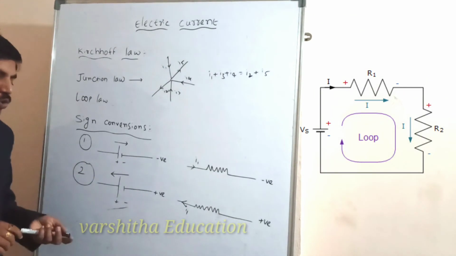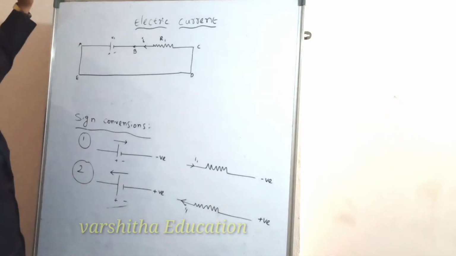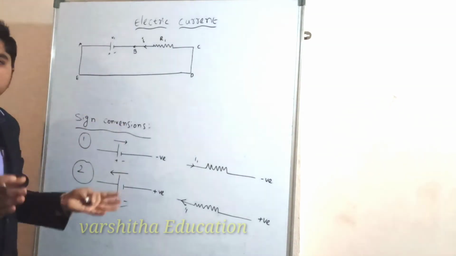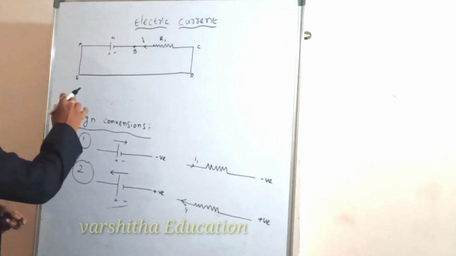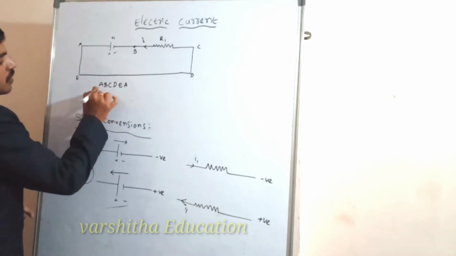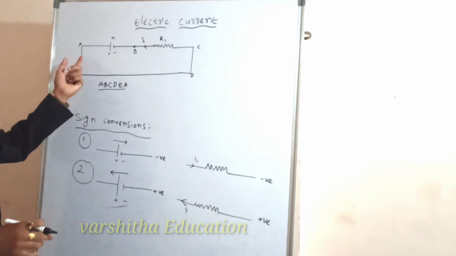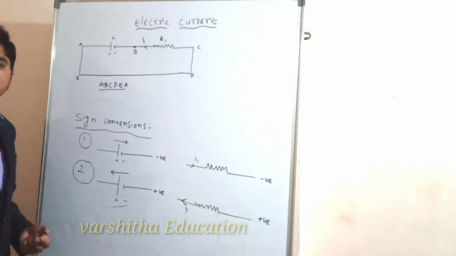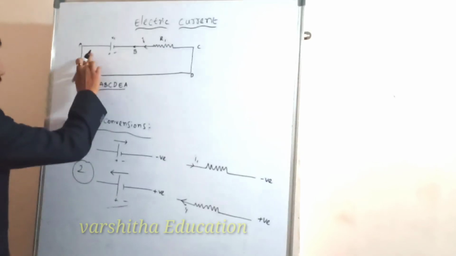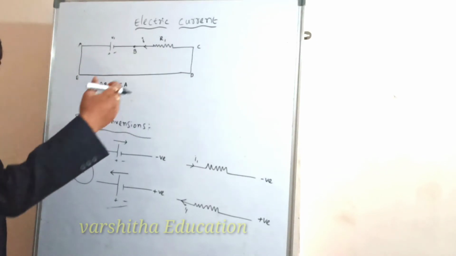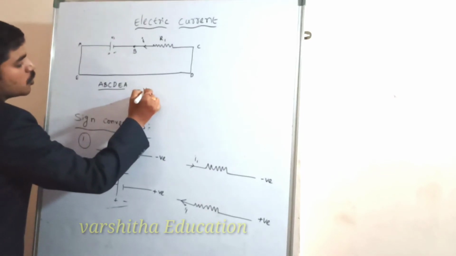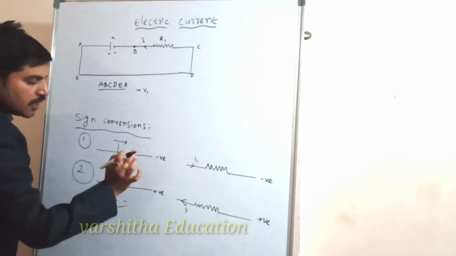For example, I want to show one example to you. In this example, once you see here, A, B, C, D, E, A is a closed path or closed circuit. Now I want to explain the potential values, whether negative or positive, by using all these sign conventions. A to B is positive to negative. The direction of the potential values is positive to negative. So V1 is negative because positive to negative is negative.